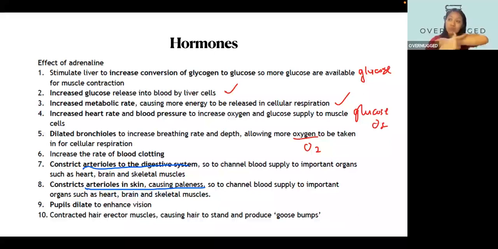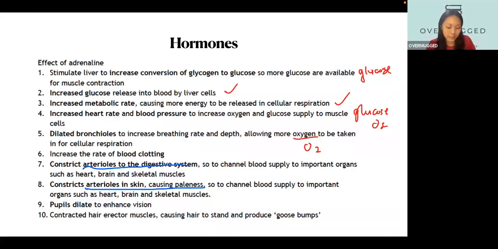Another one is it constricts the arterioles in the skin, right? Actually, constricting arterioles in the skin should sound very familiar to the pure bio students, because in the homeostasis chapter, we learn about temperature regulation, and we also learn about the structure of the skin, right? When do we constrict arterioles? When we are cold, and then we channel blood back to the important organs. So adrenaline has the same effect for this. Constricting arterioles will cause paleness. This is why when some people are nervous, the lips are very pale, the whole face is very pale. That is also one of the reasons.